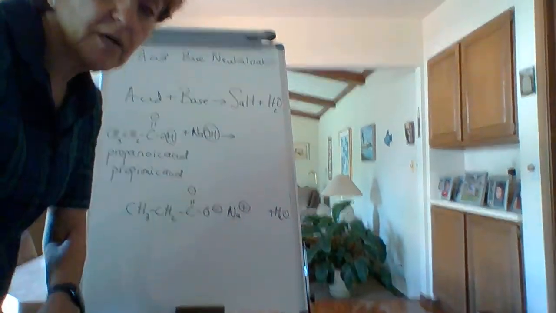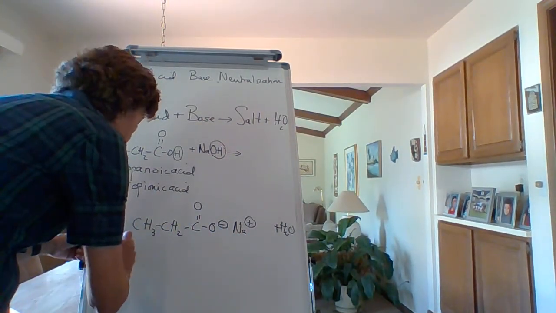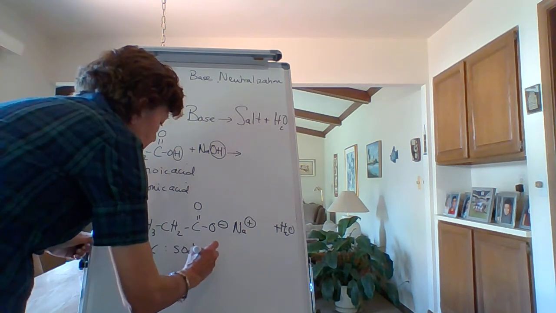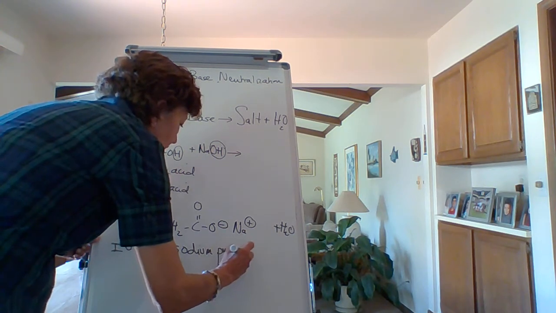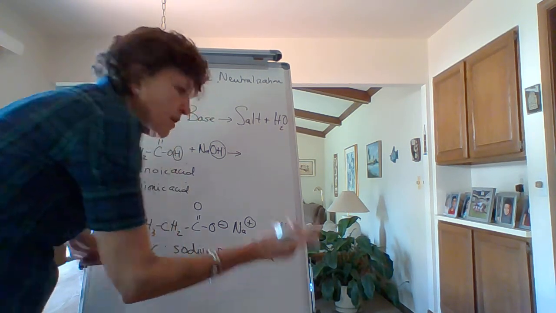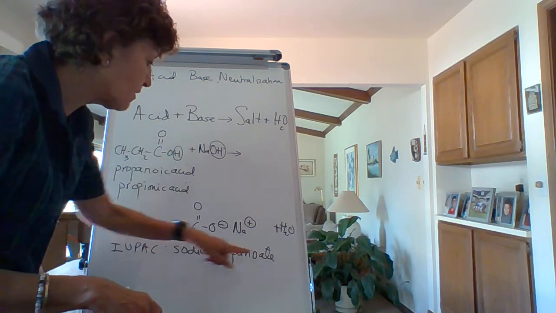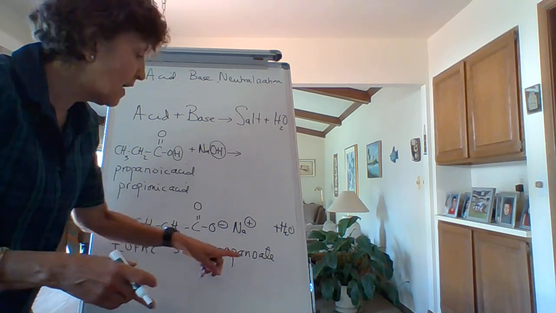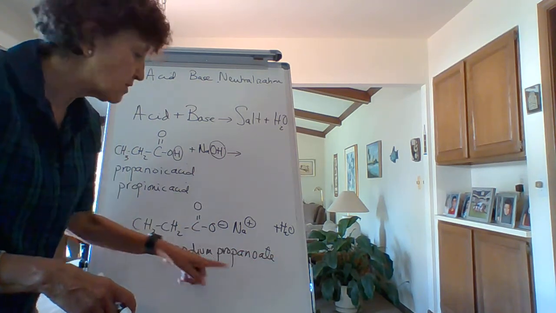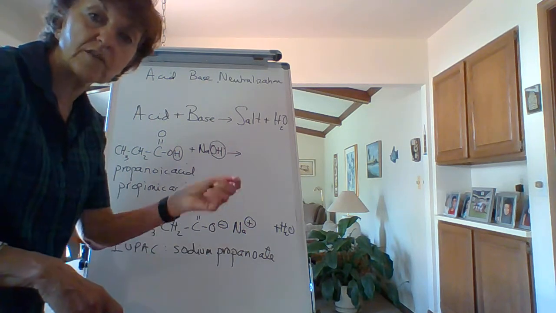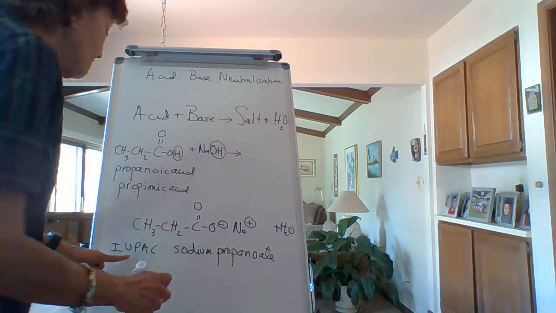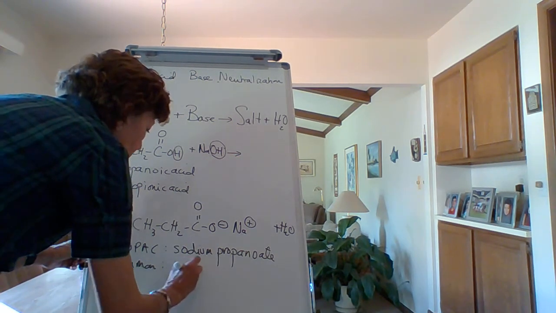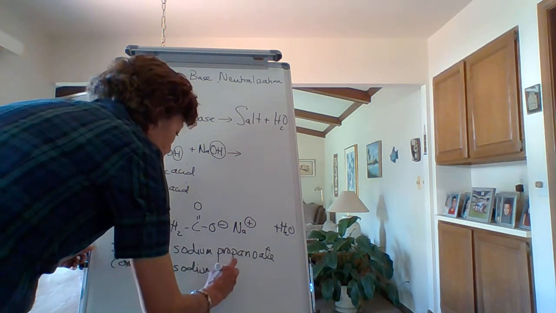So let me angle it a little better, write it down. For the IUPAC name of this salt, it would be sodium propanoate. Remember what we talked about in the video before? We talked about the name of the carboxylate ion. You get rid of the -ic acid and you just put in the -ate. So instead of it being propanoic acid, you get rid of the -ic acid, it becomes propanoate. That's IUPAC. For common, this is sodium propionate.